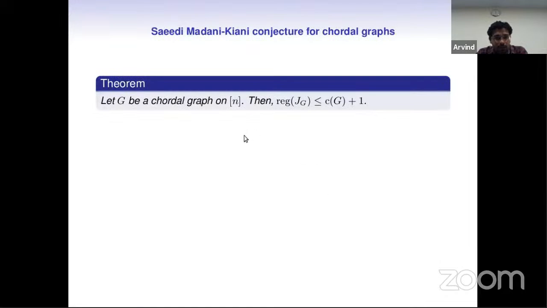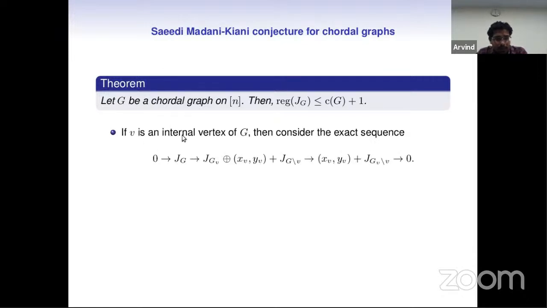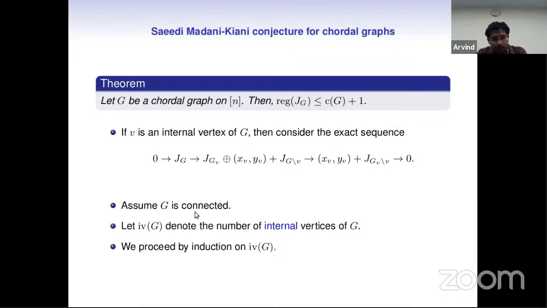So we'll prove this for chordal graphs. Let G be a chordal graph. Then regularity of JG is bounded over by CG plus 1. So in case V is an internal vertex, we'll be considering this exact sequence, and then we'll be using the regularity lemma. So we prove this when G is connected. If G is not connected, then we'll have some components G1 up to GK. And in that case, regularity of JG will be the sum of regularity of G1 up to GK minus K minus 1. So in that case, the proof will follow once we prove it for connected graphs. We'll be proving this by induction on the number of internal vertices of G.